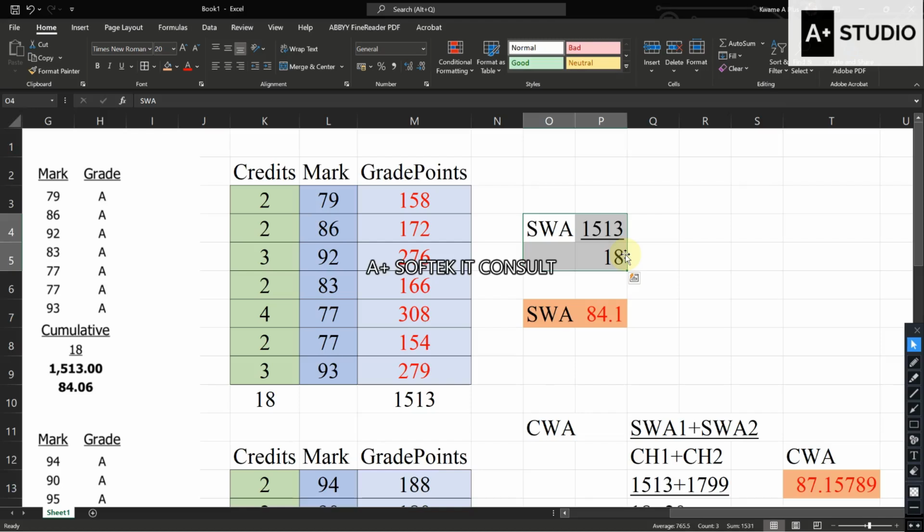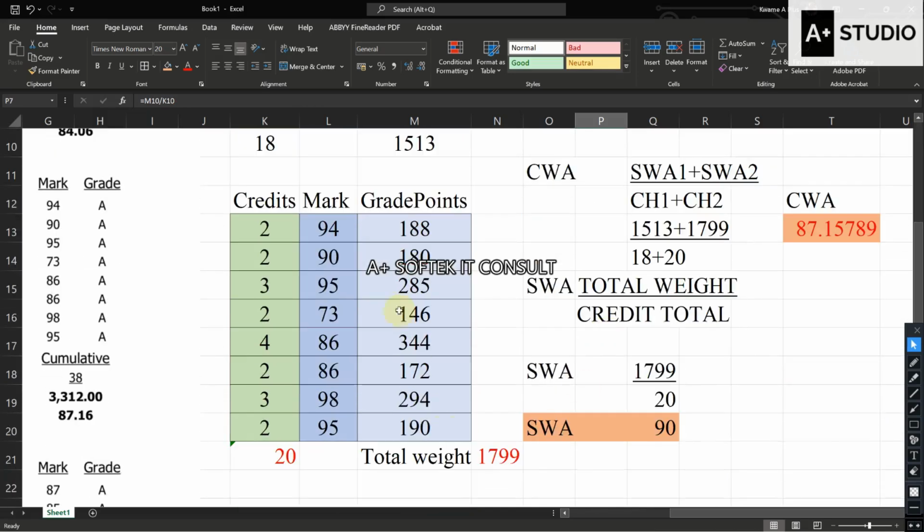So if we want to find the semester result or the semester weighted average, it is going to be what? The grade point or the weight total. We have to add all of the weight, and then we divide by the credit hours, and then we'll be getting 84.1 as the semester weighted average. Semester 2 is the same: multiply credit hours by the mark, and then we get the weight. After we get the weight, we find the total weight and the total credit hours. After we divide them, we get the semester weighted average.